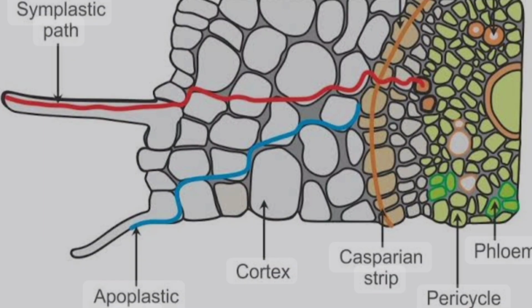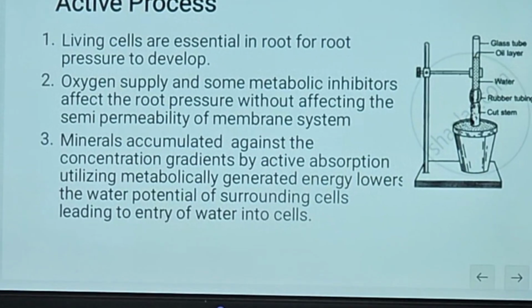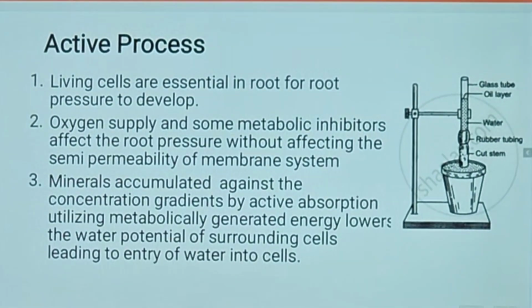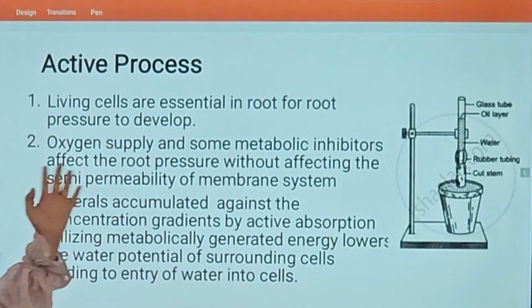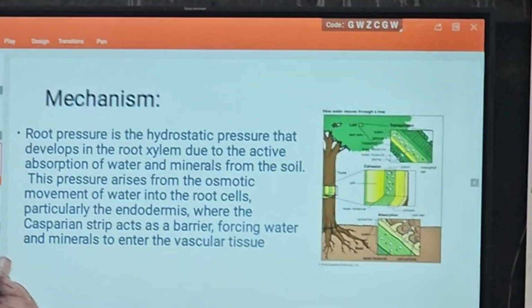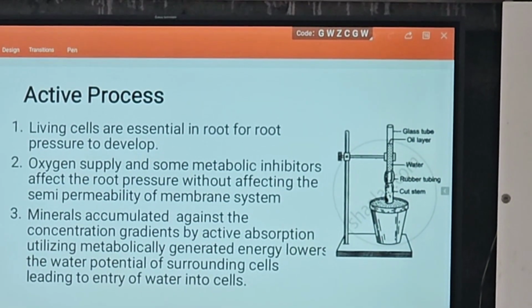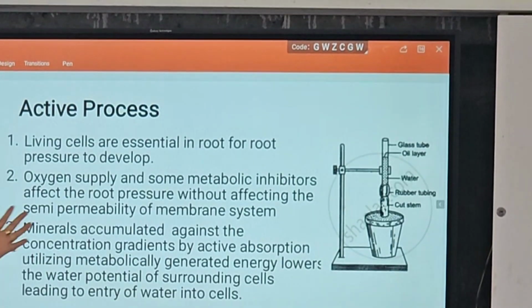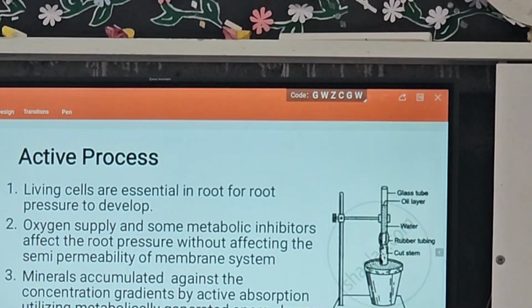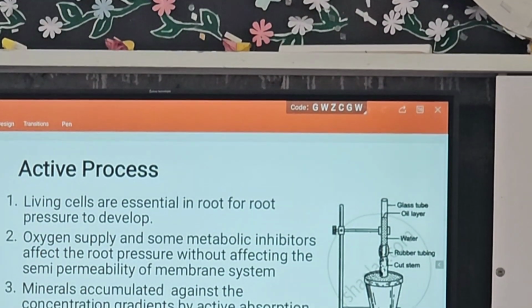The Casparian strips also prevent the backflow of water and minerals from the xylem into the surrounding cells or cortex, which further contributes to the root pressure. Let's now know why this root pressure is an active process. And students, this is a very important question for competitive exams, whether root pressure is an active or passive process. So it is an active process because living cells are essential in the roots for the root pressure to develop.